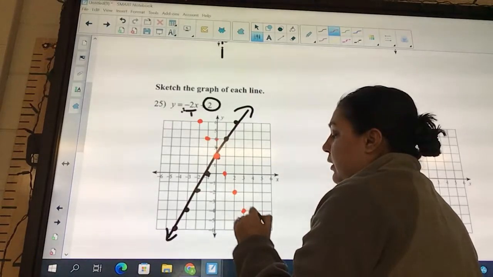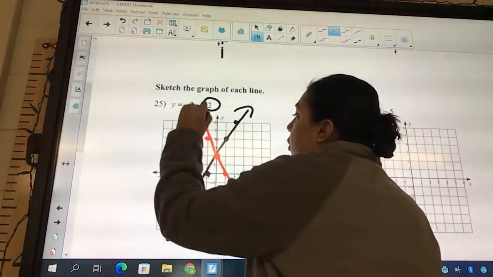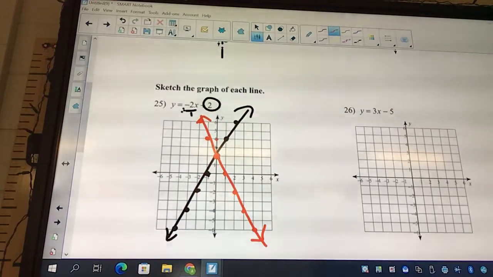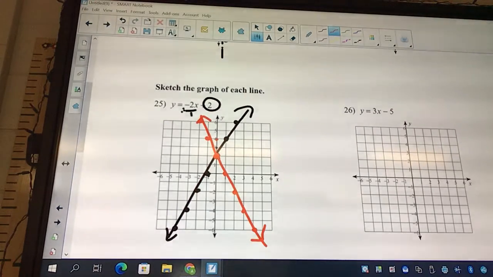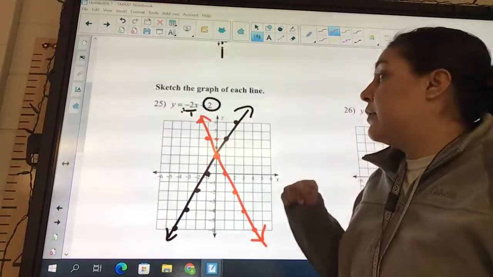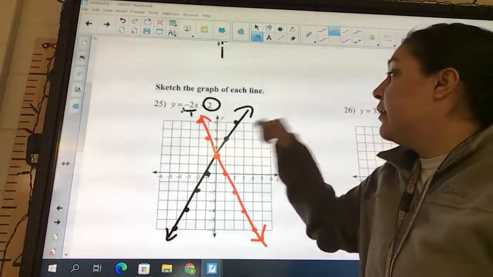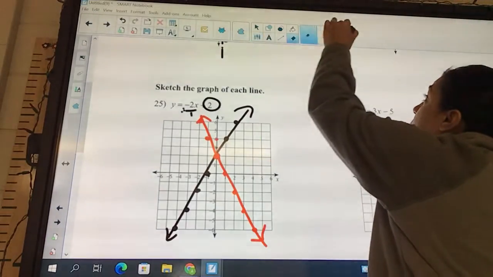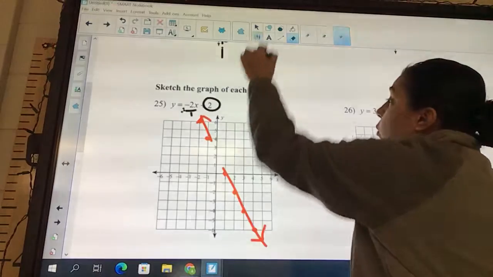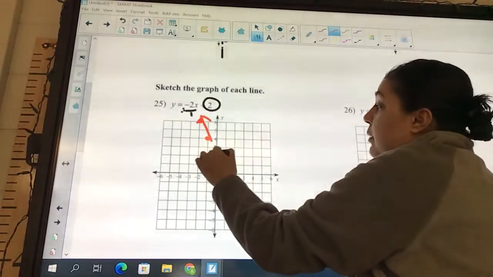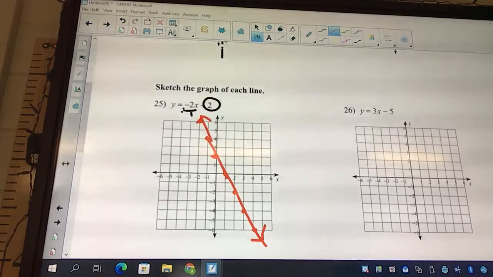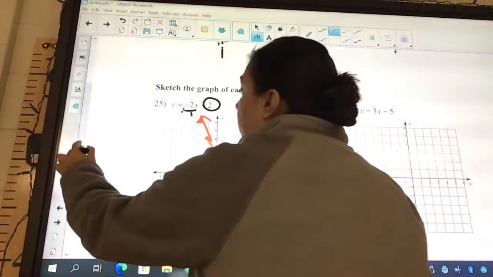Okay, and same thing, you only need to plot 2 points really, but the more points you plot, the straighter your line's gonna look. So the red line is the correct line, okay? The black line is not, okay? The black line is a positive and we need a negative slope, okay? The red line is negative and that's what it's supposed to be, okay? So that is the hardest part for kids, to think about which way your line should be going, okay? So always keep that in mind about what's happening with your line.